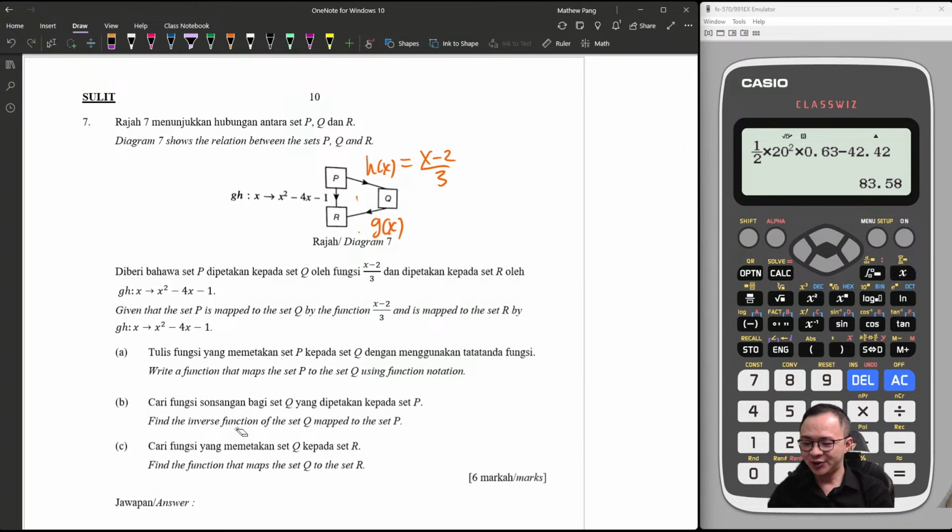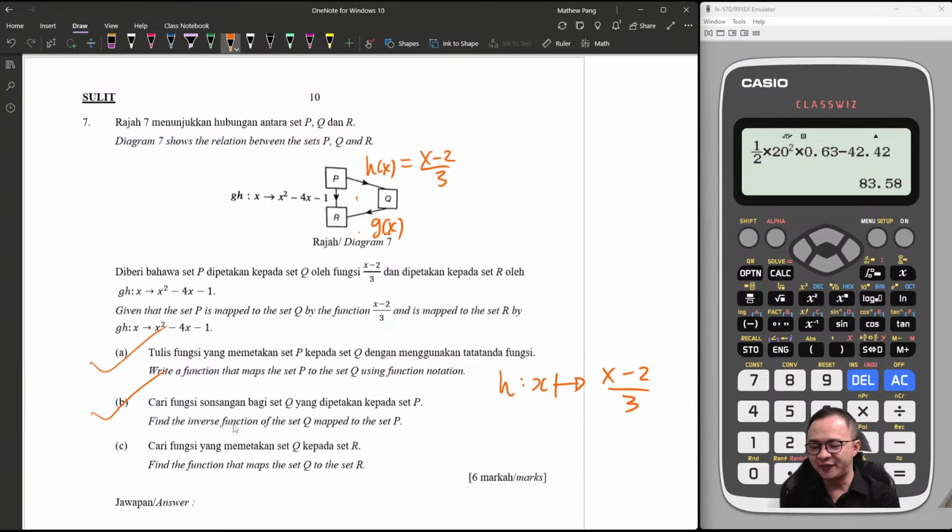Okay, so A. Write the function that maps set P to set Q using function notation. Alright, they want us to do the set notation for it. So we will just say h(x) will become (x minus 2) over 3. I think this is what they mean by set notation. Alright, so P to Q is just like that.